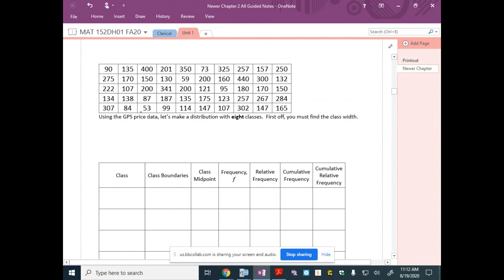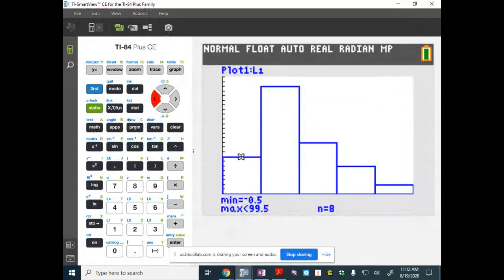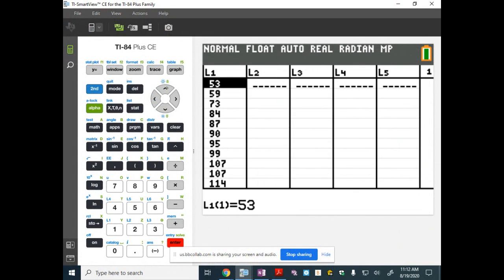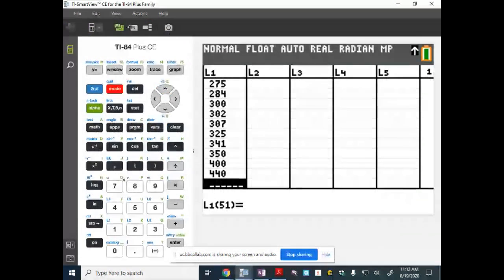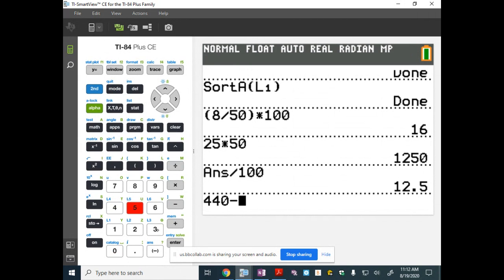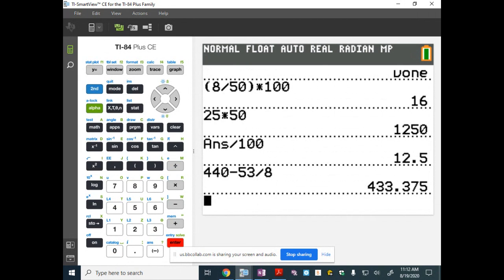So, the class width, we're going to do this with 8 classes. So, the max was what? It was 440, and the minimum was 53. And we're going to divide that by 8. So I get a class width of 433. Did I do something wrong with my calculator?